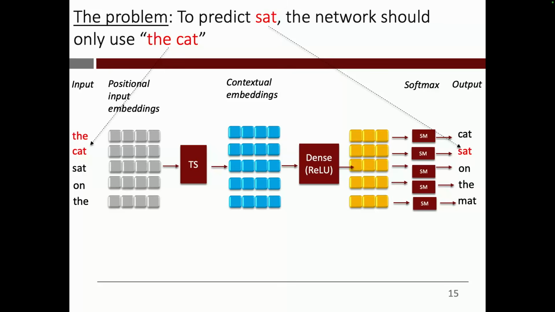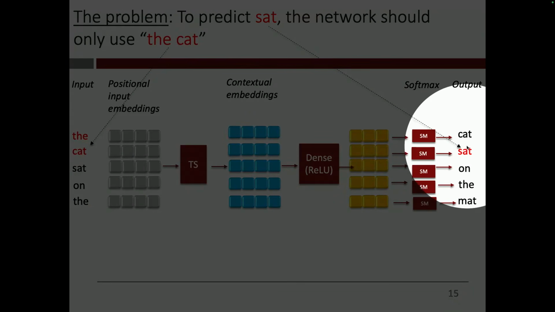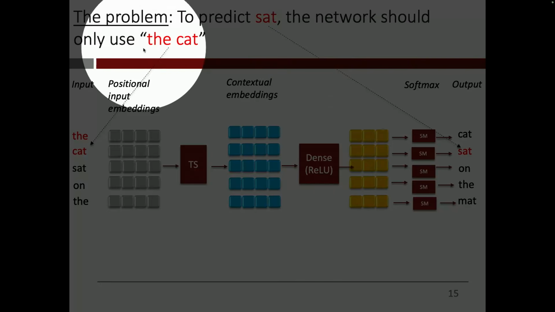The whole thing becomes challenging only if I say the cat sat on the dash, now predict the dash. So to put it another way, let's say you're fed in the first two words, and you want to predict this. This is the right answer for the prediction. The network should only use the first two.